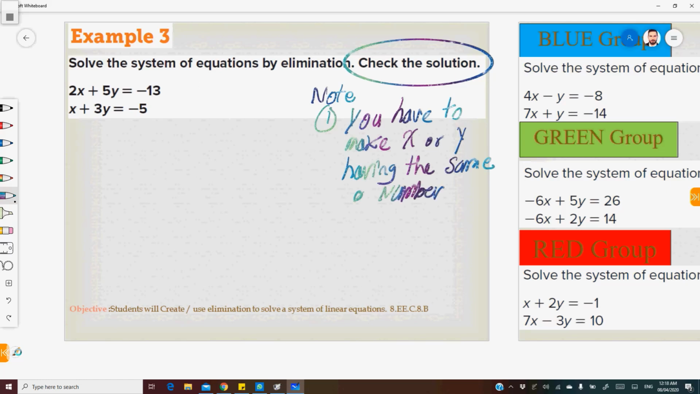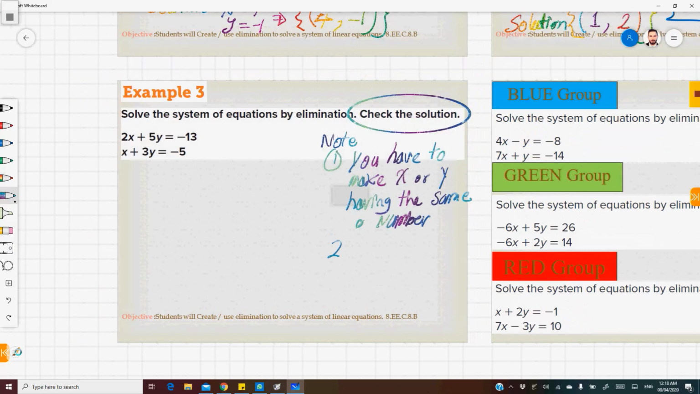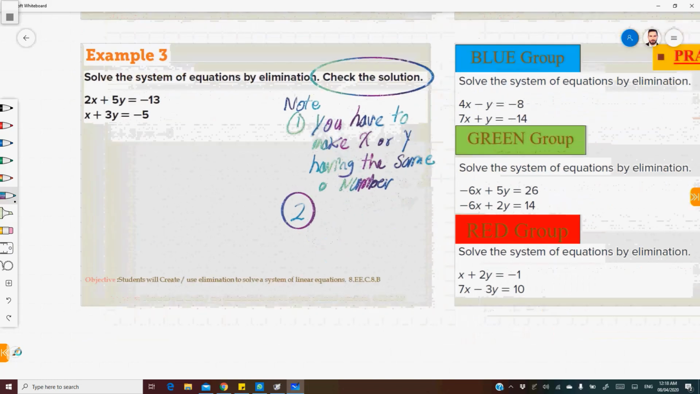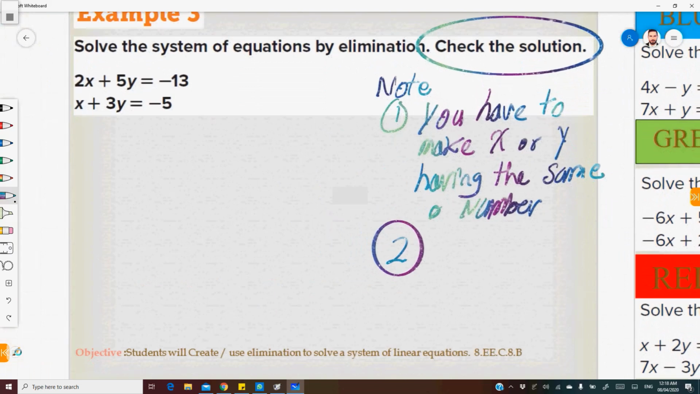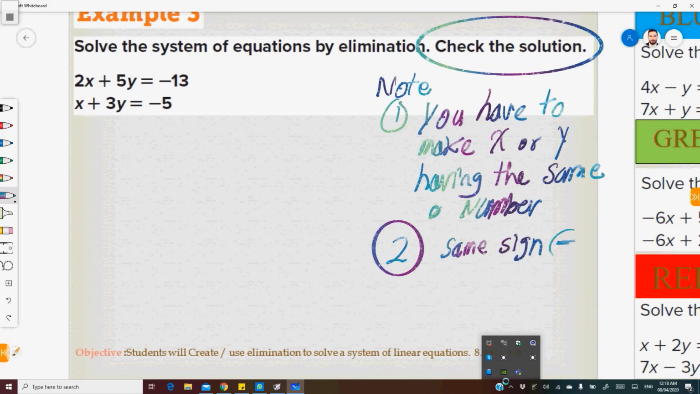Okay? And step number 2, if you still remember step number 2: same sign, do minus; different sign, do plus. Okay, let's start.